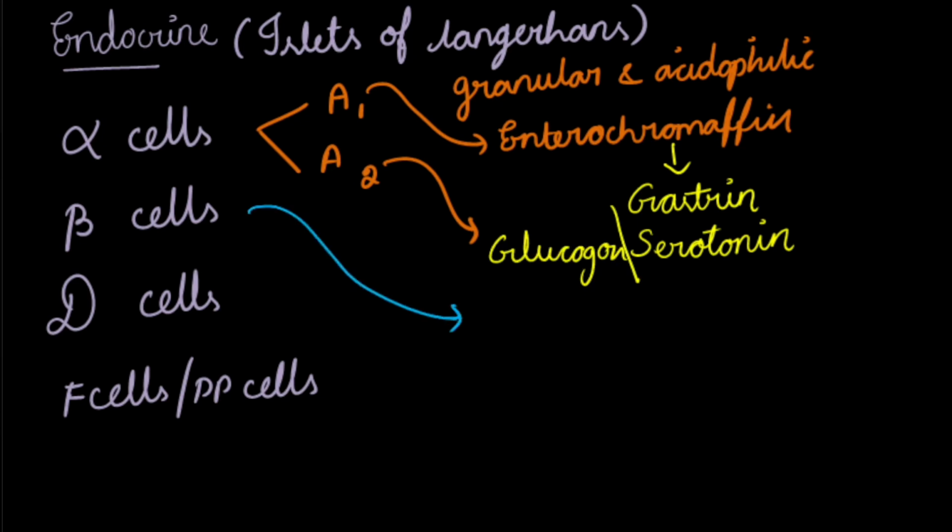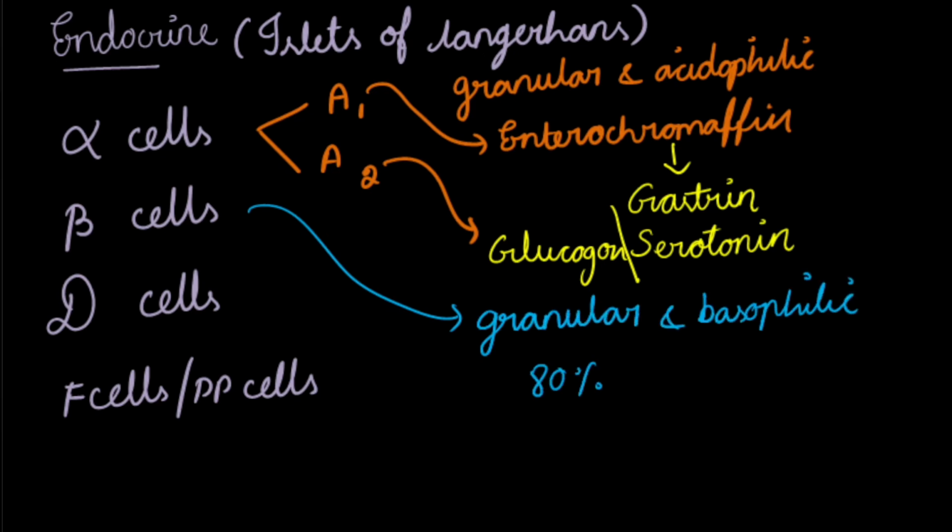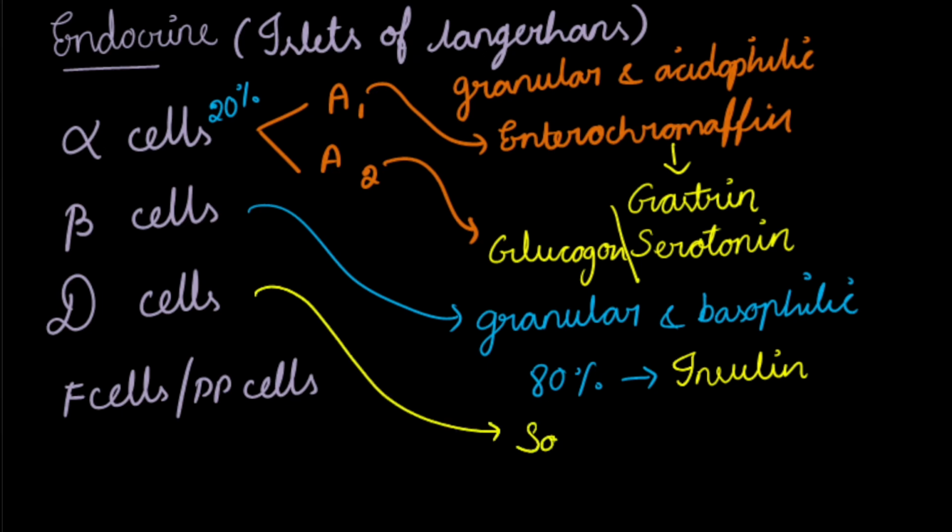So now regarding the beta cells of the pancreas. These cells are granular and basophilic in nature, and they form 80% of the cell population. Here the beta cells secrete insulin, which helps in the glucose uptake by the cells. Then comes our delta cell, which secretes the hormone somatostatin.